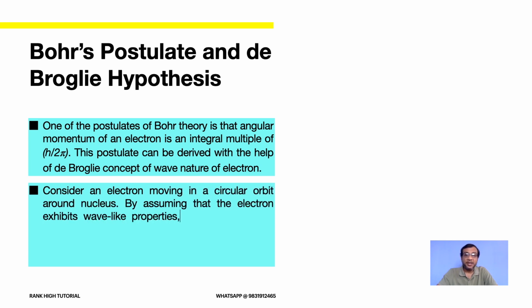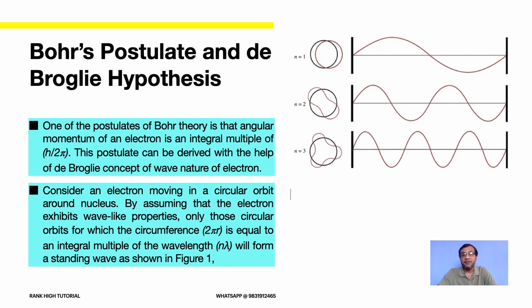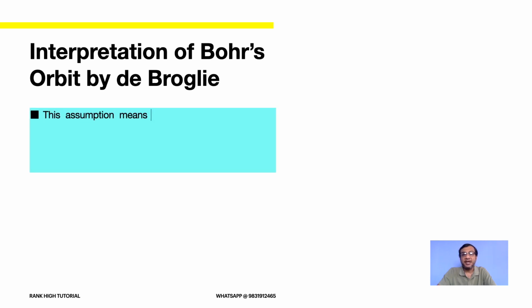By assuming that the electron exhibits wave-like properties, only those circular orbits for which the circumference, that is 2 pi r, is equal to an integral multiple of the wavelength, that is n lambda, will form a standing wave as shown in figure 1. Now we will see how de Broglie's ideas interpret Bohr's orbit.